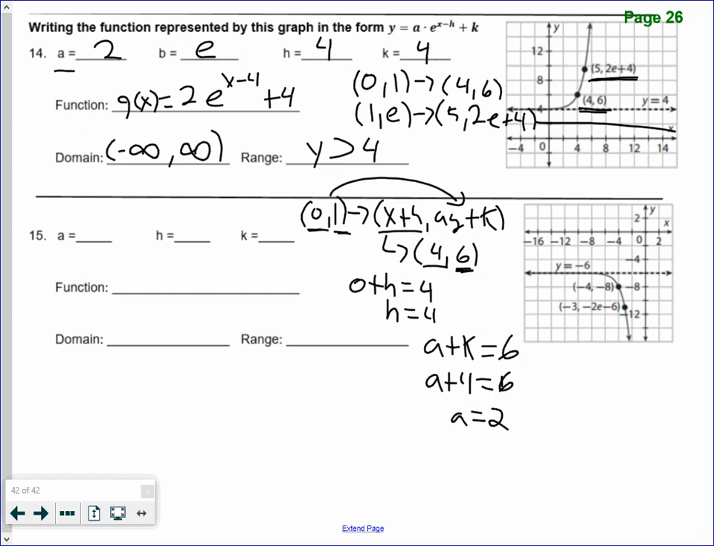And for your test, I would study everything we went through: finding functions from a graph, being able to graph a transformed function, all your properties. So go over the quiz that you took, and hopefully this helped a bit for your test.